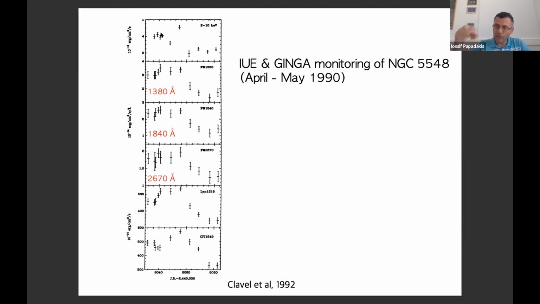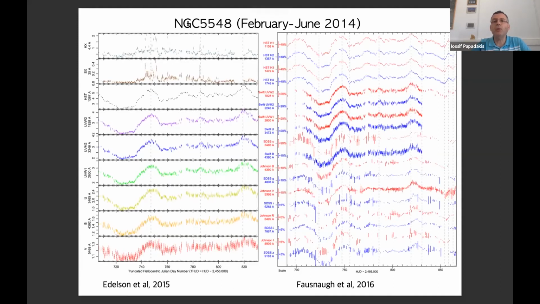Fast forward now approximately 25 years later, and this is the same object, NGC 5548, in 2014, February to June. You can see here, this is Swift observations, this is X-rays, this is HST observations, and these are the UVOT monitoring, UV and optical monitoring in Swift.